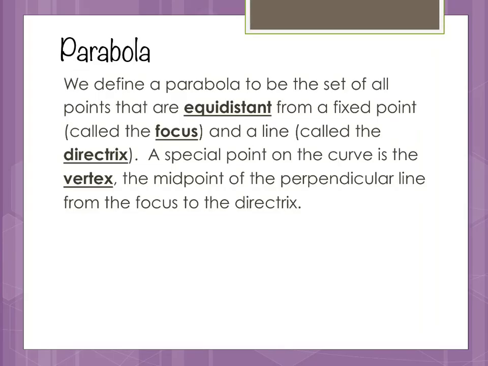A parabola is actually defined to be the set of all points that are equidistant from a fixed point, called the focus, and the line called the directrix. There's a special point on the curve, depending on what point you printed this off, your paper may say line, so scratch out the word line if it says that, it should say curve. A special point on the curve that's called the vertex. And this is actually the midpoint between the perpendicular line from the focus to the directrix.